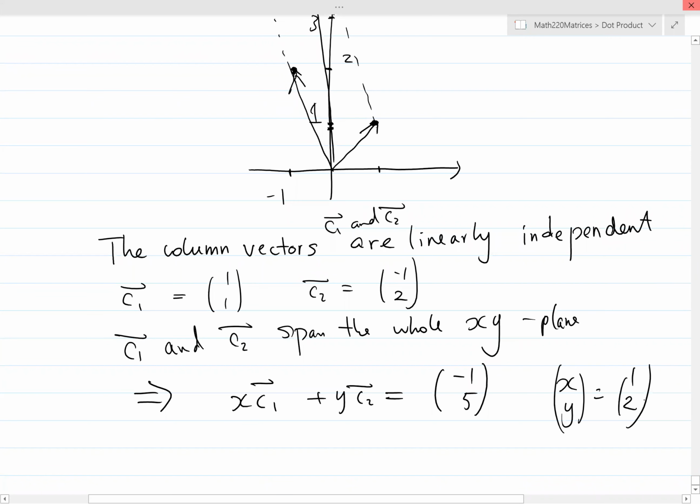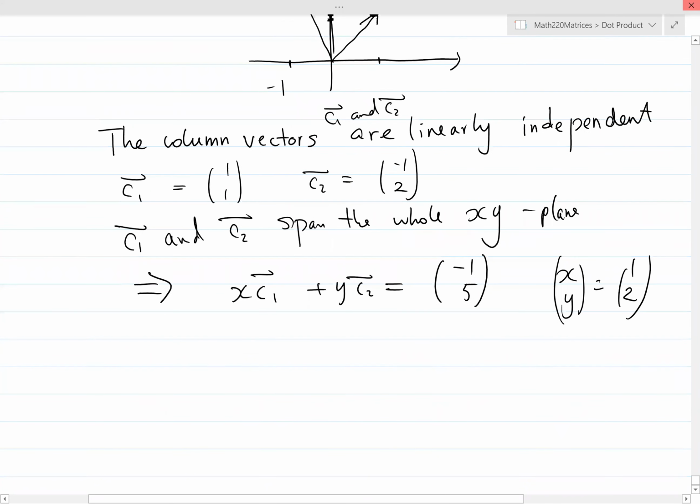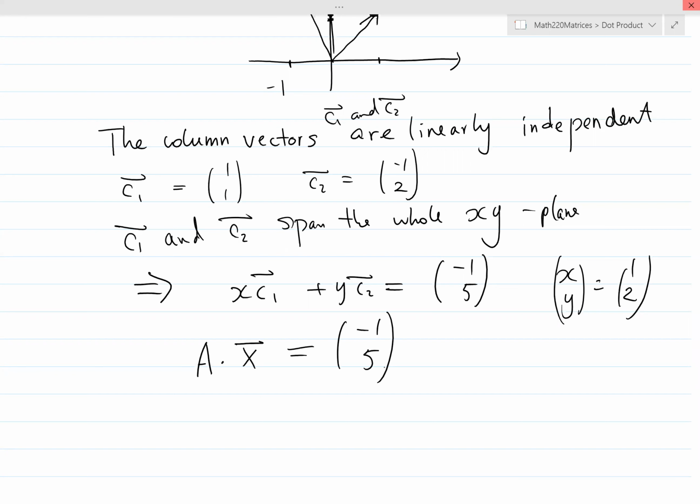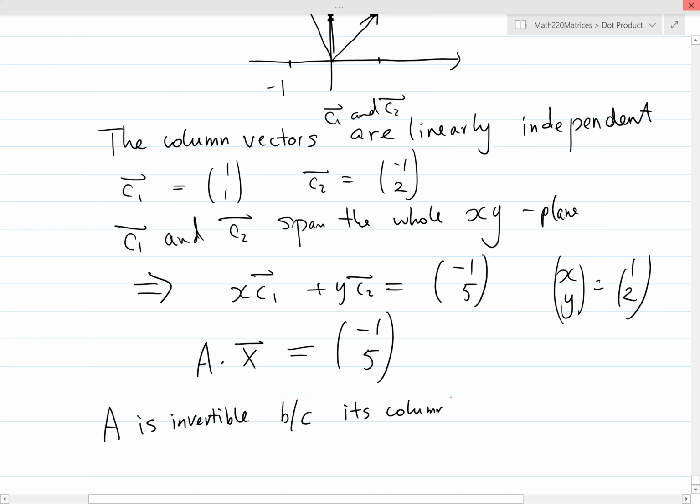Now the third point of view is transformation. We write it as A. We transform the vector x by a certain rule such that we get (-1, 5). We can use another point of view: we know the columns are linearly independent, so here we know A is invertible, which means, by definition, the column vectors are linearly independent.